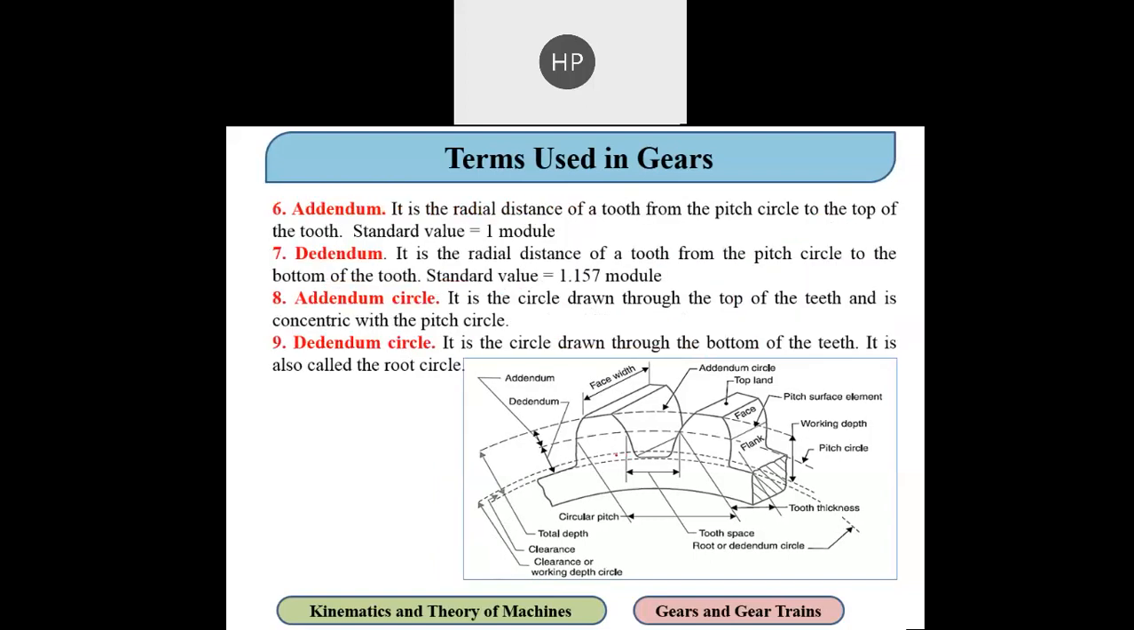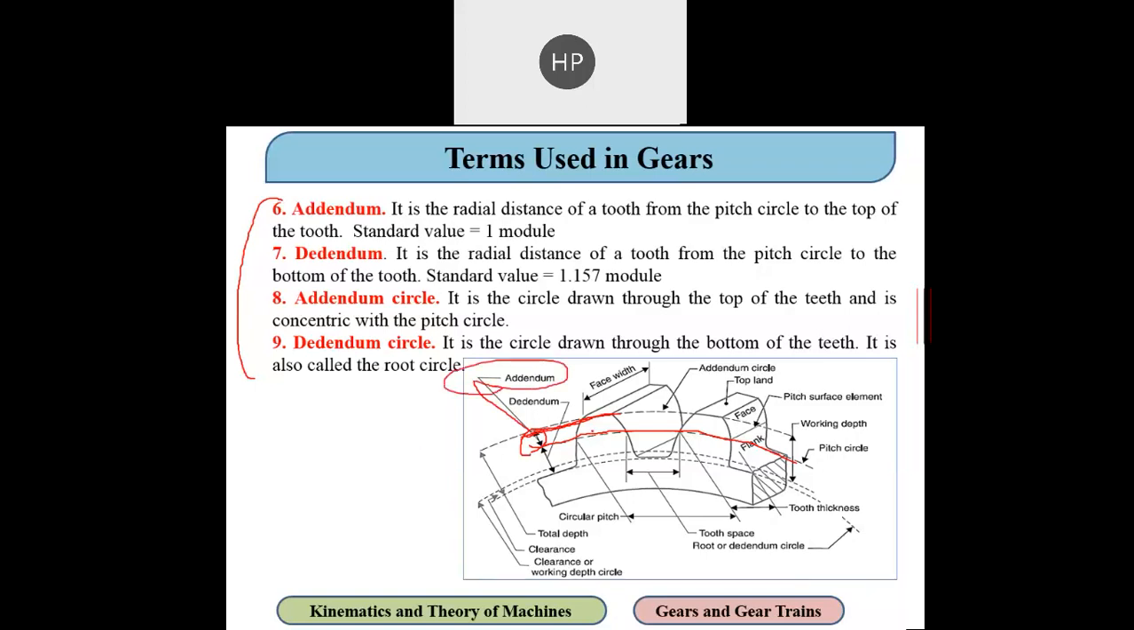Then these are the four important definitions which we have discussed. Addendum. What is addendum? It is the radial distance of the tooth from the pitch circle to the top of the tooth. This is our pitch circle, we have already discussed this. From that pitch circle to the top of the tooth, this area is known as the addendum.